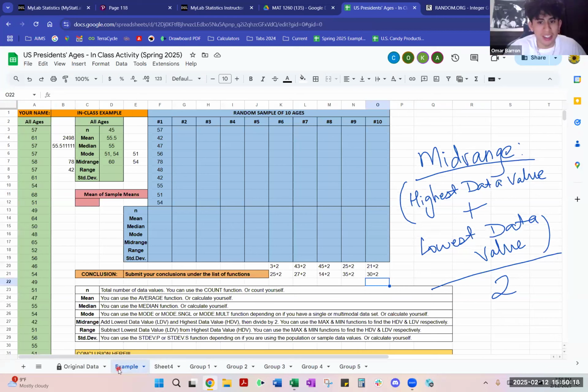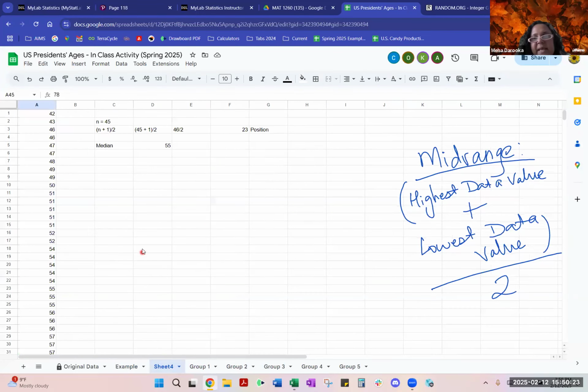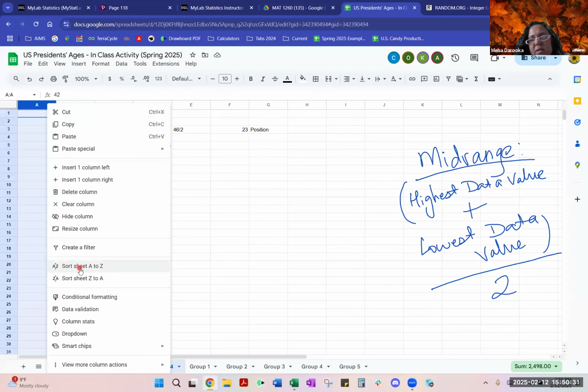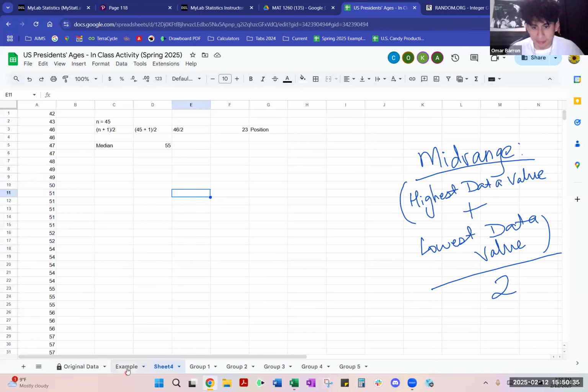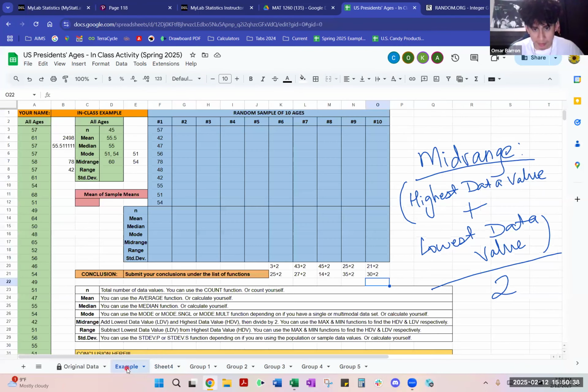How do you put all the ages, like numbers, in order again? I basically opened up a blank sheet, copied all the 45 ages, and then you do the sort option at the top of the column. Okay, thank you. Yeah, you're welcome. Yeah, because remember, if you try to sort it on your template, it just messes up the whole design. So that's why you always want to open up a blank sheet if you're going to sort it from smallest to largest.